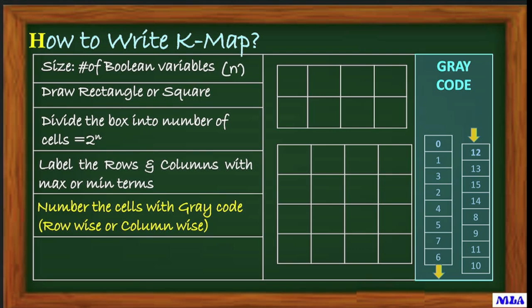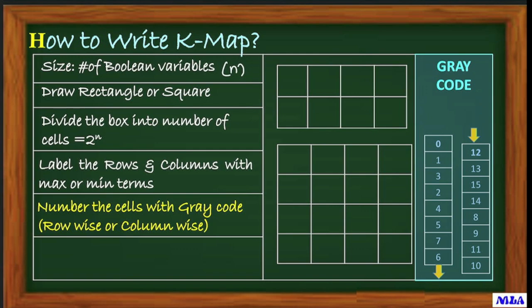So here, for reference, we have given a list of gray codes. We can use these gray codes for numbering the cells in the box. Okay, so let me go for numbering these maps here. Now, when it comes to numbering, there are two things that we can do. One thing is we can number the cells row wise, or the second way, we can number the cells column wise.